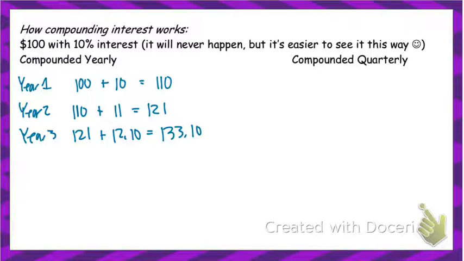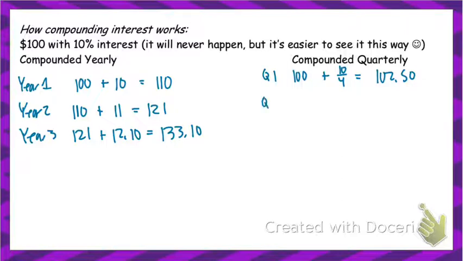Now, if that money was compounded more frequently, let's say it was compounded quarterly. Well, let's look at the first quarter. What you would do is you'd start with $100. You're still getting 10% interest, so I'm still getting $10. But at the end of the first quarter, I've only gotten a fourth of that interest, which is $2.50. So at the end of the first quarter, I have $102.50.